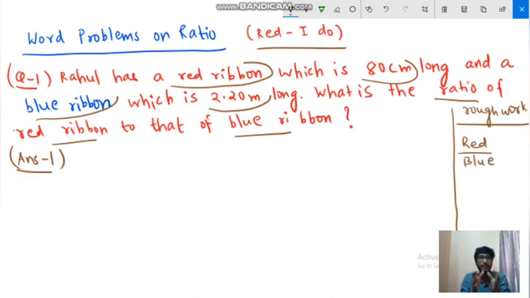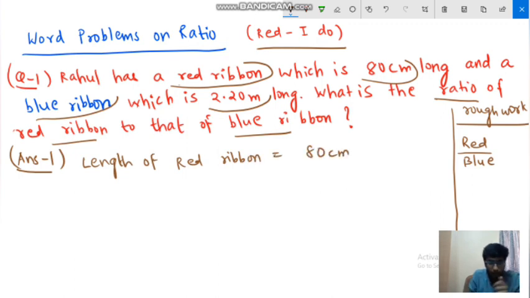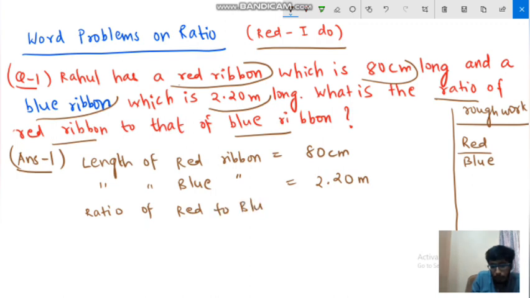Okay, since it is a word problem, you have to write the entire statement. So you have to write like this: length of red ribbon is equal to 80 centimeter. I am not writing completely, but then you have to write length of blue ribbon is equal to 2.20 meter. You have to write the entire statement. Then what we need to find: ratio of red to blue ribbon. Red to blue is red upon blue, which is equal to 80 centimeter upon 2.20 meter.